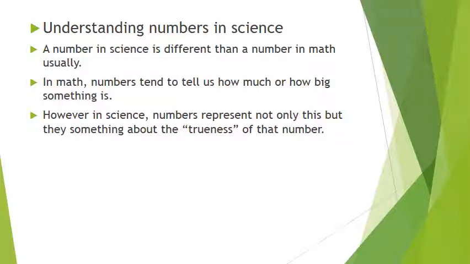In science, our numbers also relate how big something is, but they also have to tell us how good our number is, because not all numbers are created equal. Some numbers are better than other numbers. I don't mean that 5 is a better number than 7. What I mean is that when we make a measurement, some of the numbers that we measure are actually better than others, and we're going to be talking about how we can determine that.